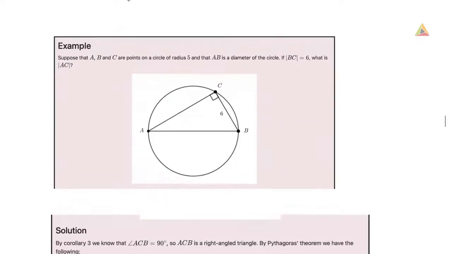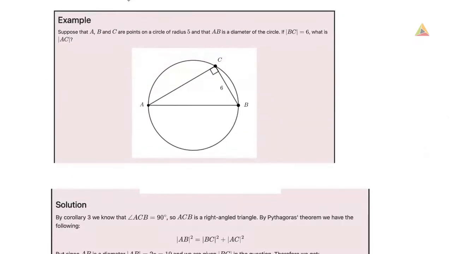Okay, so we're going to go on to an example now. Suppose that A, B, and C are points on a circle of radius 5. What that means is, if we put the center of the circle here, the radius is the distance from the center of the circle to any other point. So this distance is 5 and also this distance is 5 because that's also a radius.